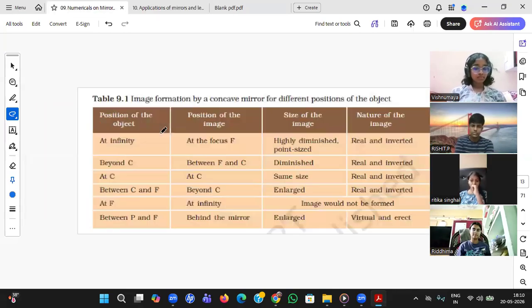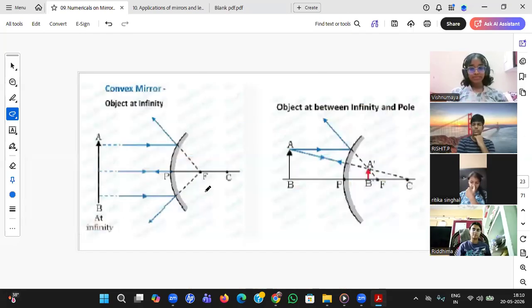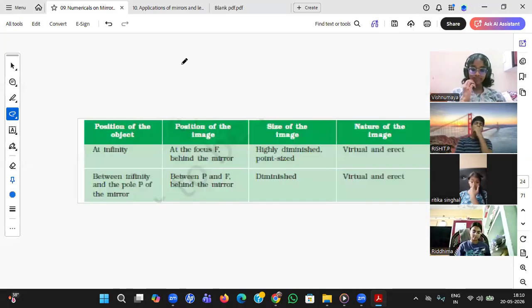So one second, let me show that case also. Yeah, image formation cases. Yeah, this one. If you keep the object at infinity, your image is at focus. When you keep the object anywhere from infinity to the pole, your image will be between pole and focus, diminished. Okay, this is what I asked you to remember.